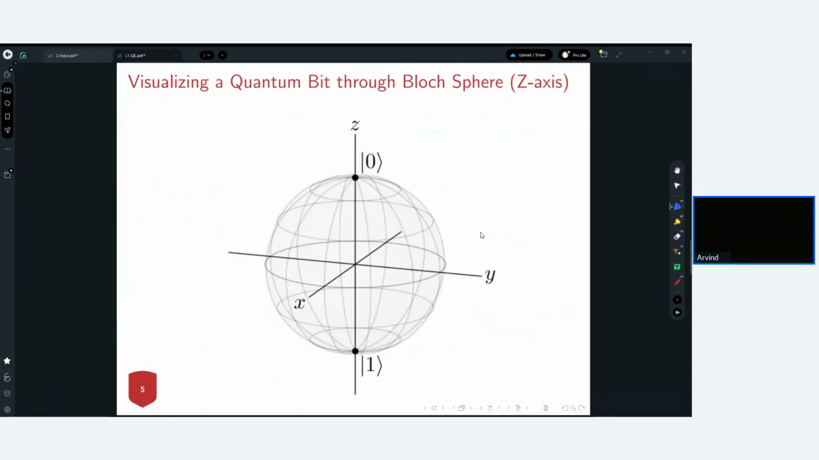Now here we are going to visualize a qubit through a Bloch sphere. A Bloch sphere is a sphere having a radius equal to 1 unit, and this sphere has a north pole and a south pole.